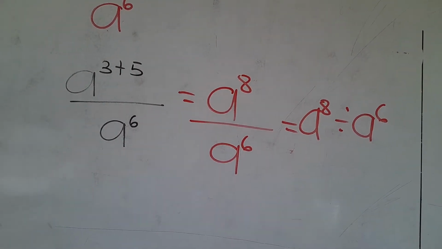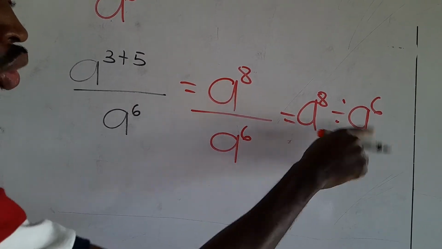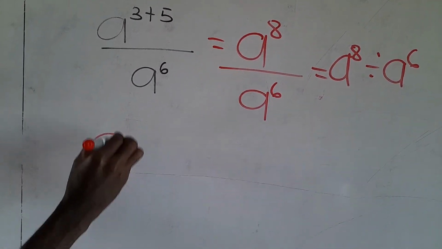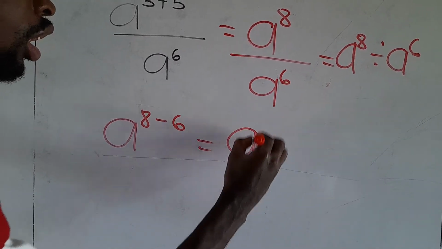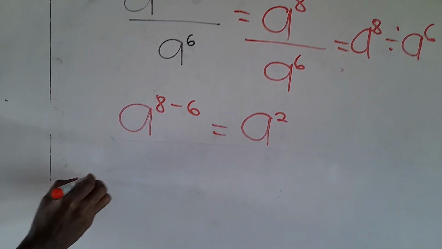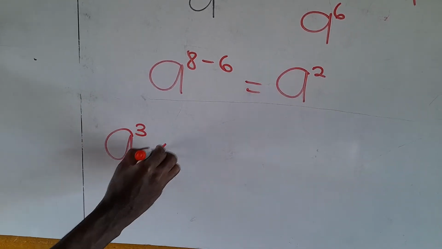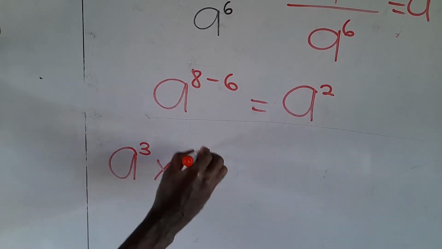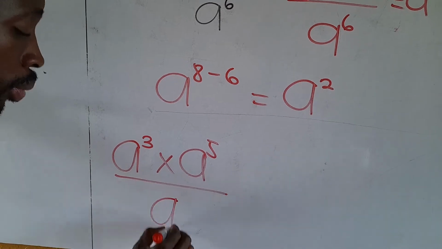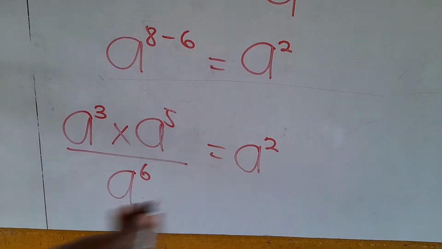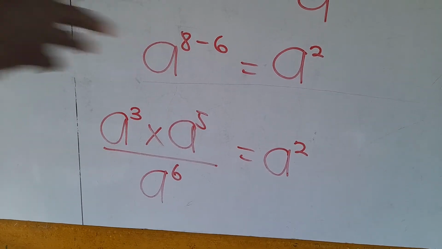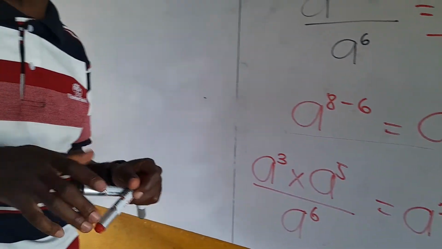So what do we do? They are dividing, so we subtract the exponent. So that will be a exponent 8 minus 6, which will be equal to a exponent 2. So we can conclude that a exponent 3 times a exponent 5 all over a exponent 6 will be equal to a exponent 2. I hope you get that. We'll solve another one so that you get the concept.